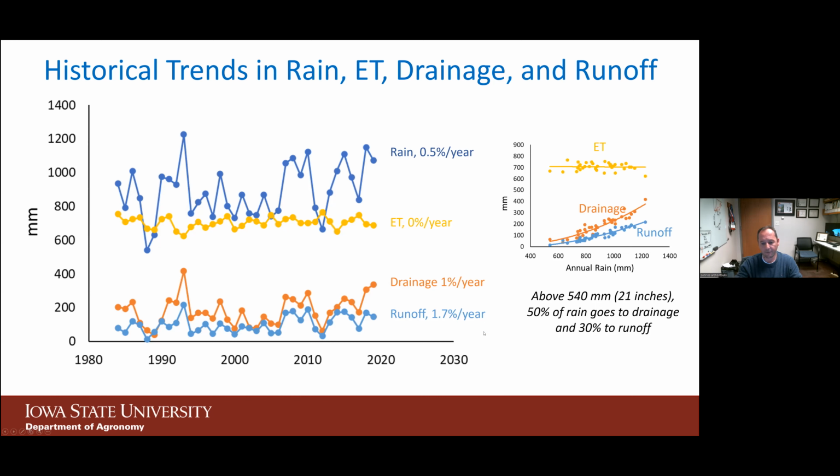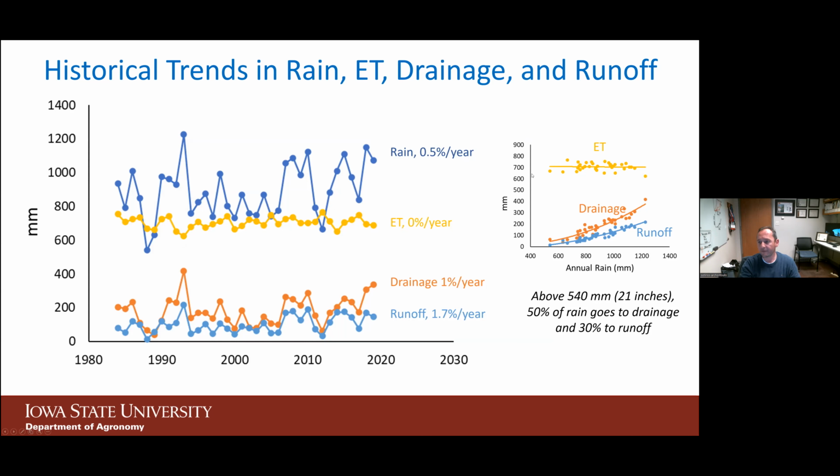And if we try to relate that to the main driver, which is the precipitation, we see that there is an exponential relation between drainage and rain and between runoff and rain. And somewhere here is the base. This is 540 millimeters, or if you prefer, 21 inches. And above that, of any rain that we get, 50% goes to drainage and 30% goes to runoff.